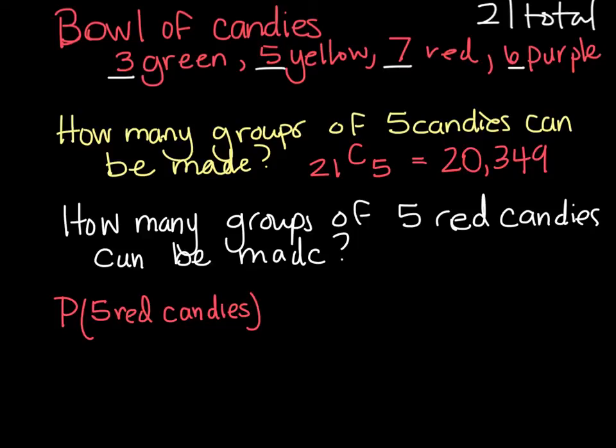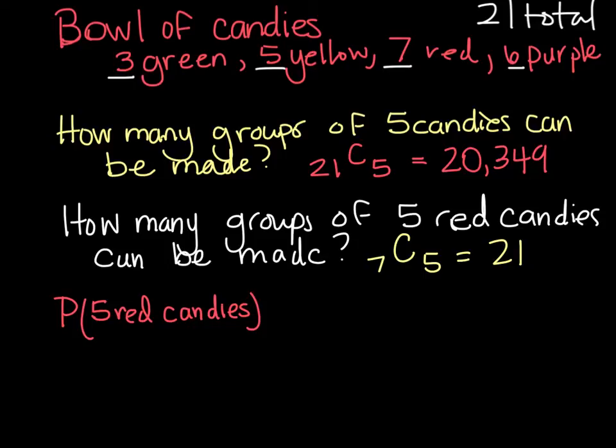Okay, so how many groups of 5 red candies can be made? Well, if we want them all to be red, we can only pick from the red. There's only 7 red. It's still a group, so still a combination. So 7C5, which is 21. So there's a lot fewer groups of 5 red candies than there are groups of 5 mixed candies.